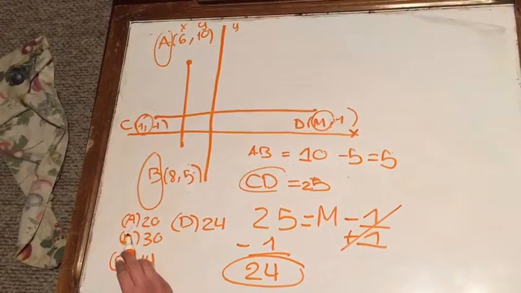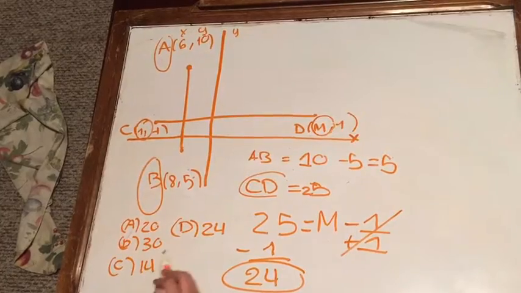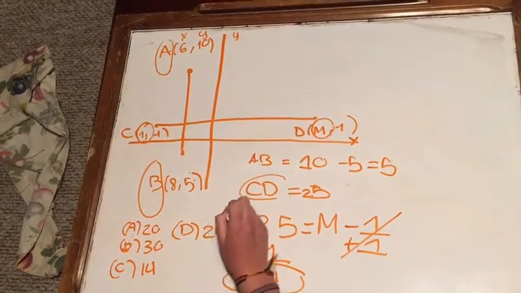Here I had other options like 20, 30, and 14. But our final answer is 24.